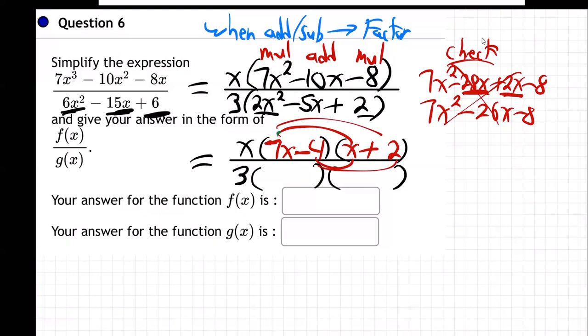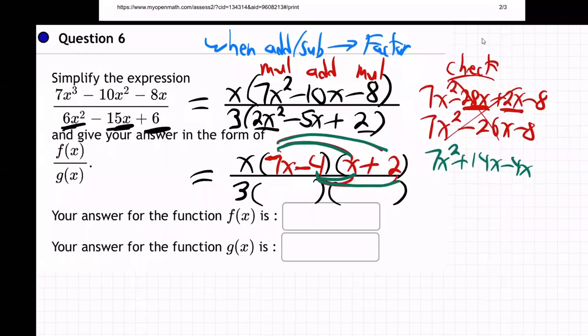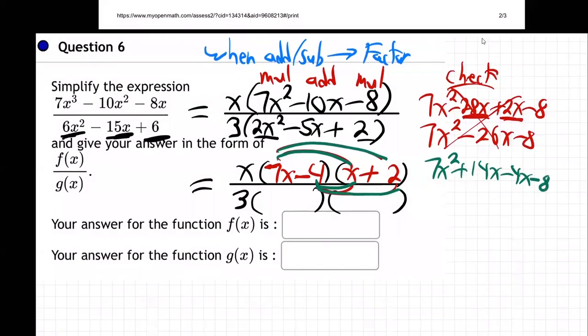So here we go again. 7x times x. I'm checking again. You just got to keep checking. There's no getting around this. It takes some time and some effort. 7x times 2 is plus 14x. And then minus 4 times x is minus 4x. And minus 4 times plus 2 is minus 8.